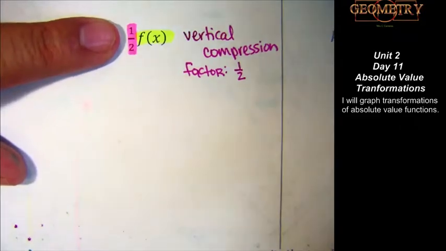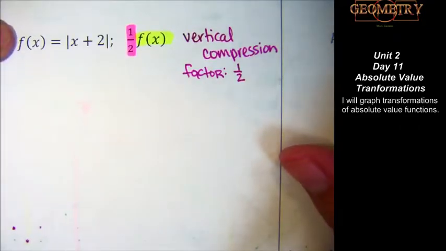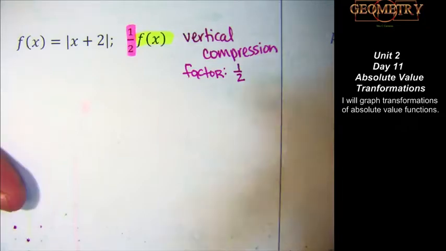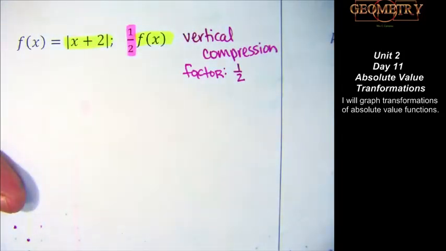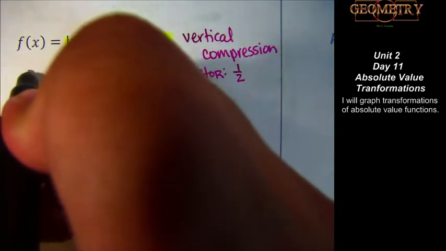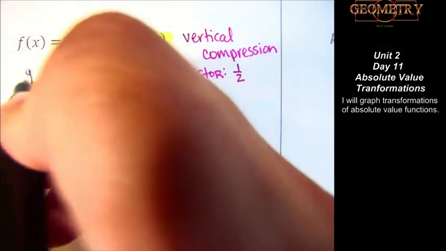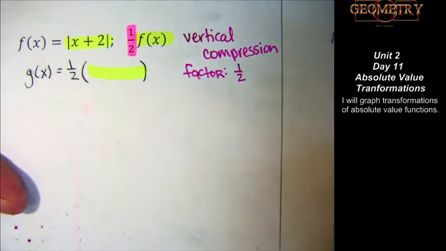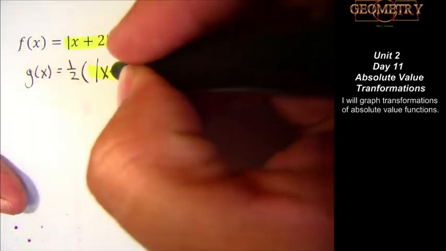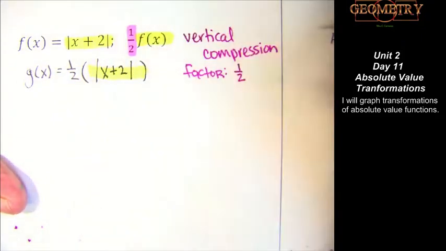Okay, now that we know how it changed, let's actually monkey with how we write the equation. Yeah, we're going to monkey with it. All right, this is the entire function. This is the entire function. So my new function, I'm going to name him George. Hi, George. Nice to meet you. Is going to be 1/2 times whatever the f of x function said it was. In this case, the f of x function is the absolute value of x plus 2.